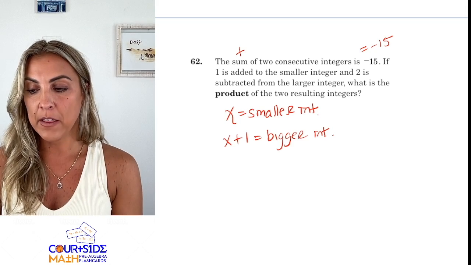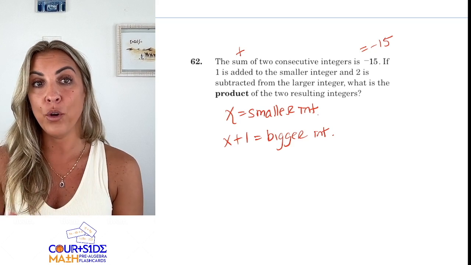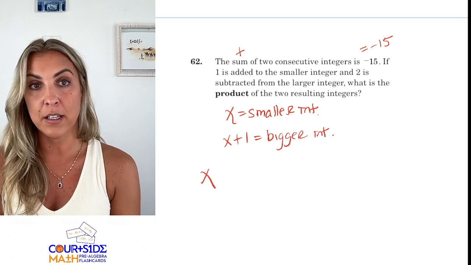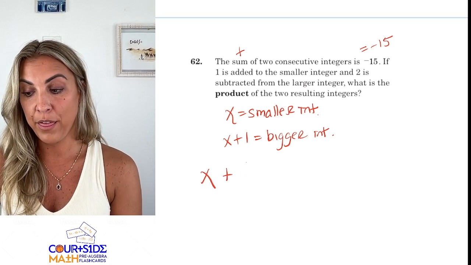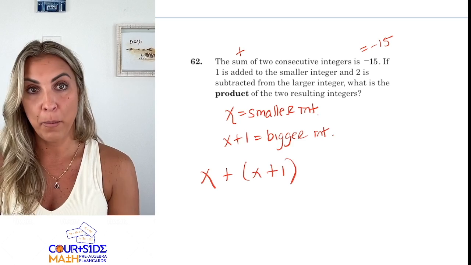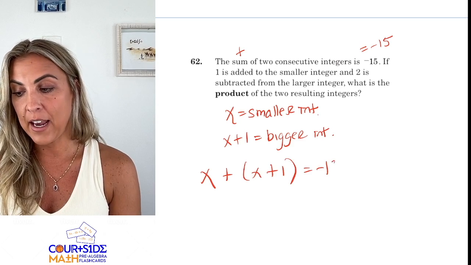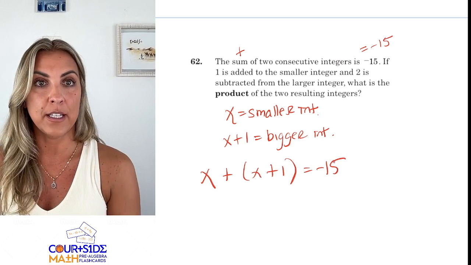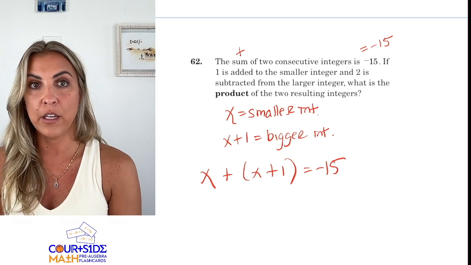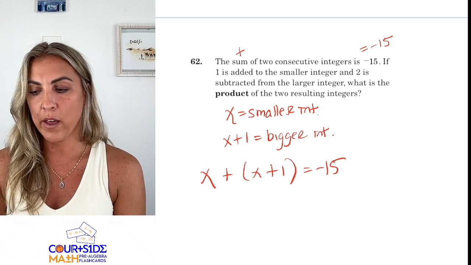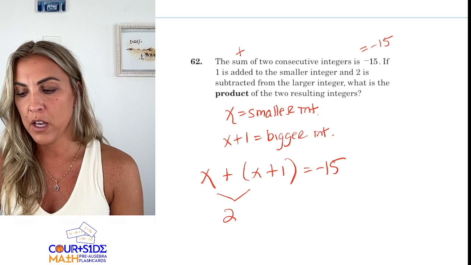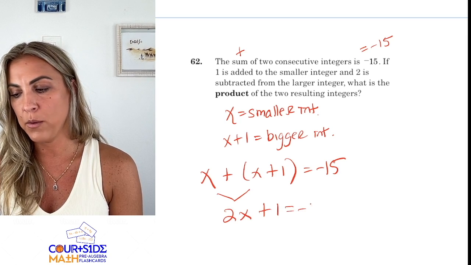So now the problem is saying that the sum of those 2, so if I add those 2 up, so if I add x, being the smaller integer, with x plus 1, the bigger integer, I would get negative 15. That's what that first sentence says. The sum of those 2 is negative 15. Now here's an equation that I know how to solve, right? So I'm going to combine like terms. 2x plus 1 equals negative 15.